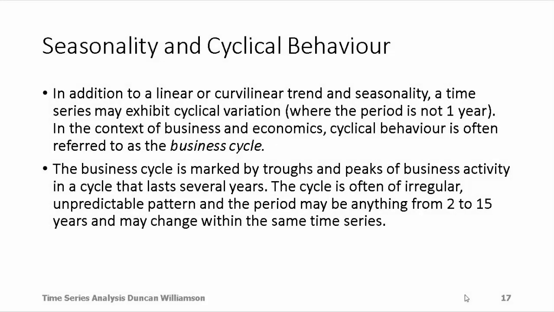In addition to a linear or curvilinear trend and seasonality, a time series may exhibit cyclical variation, where the period isn't 1 year. In the context of business and economics, cyclical behaviour is often referred to as the business cycle. The business cycle is marked by troughs and peaks of business activity in a cycle that can last several years. The cycle is often of irregular, unpredictable pattern, and the period may be anything from 2 to 15 years and may change within the same time series.